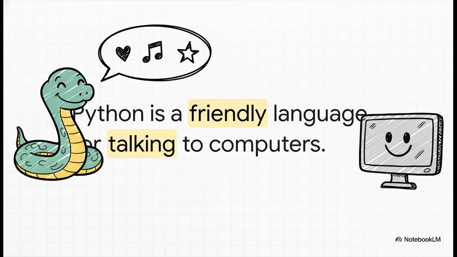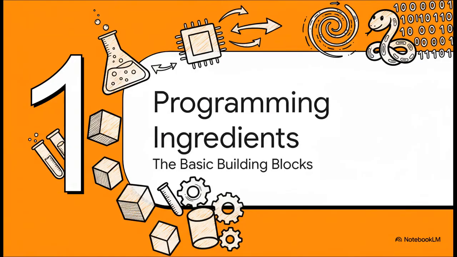You see, Python is designed to look a lot like plain English, which makes it one of the absolute best ways to tell a computer exactly what you want it to do. Okay, so before we can write a program, we need to know our ingredients. Think of these as the fundamental building blocks of all Python code. Once you get a handle on these, you can start combining them in all sorts of cool and creative ways.